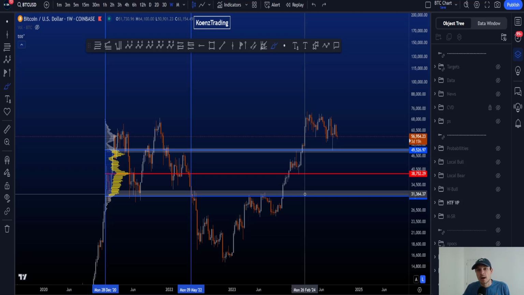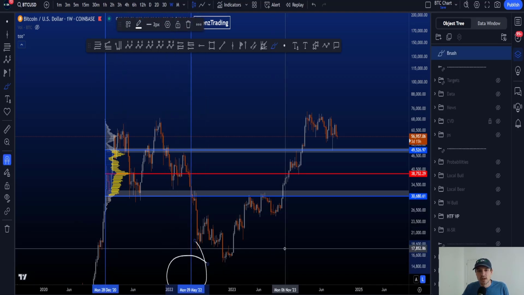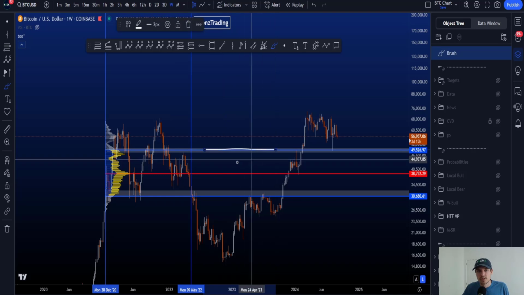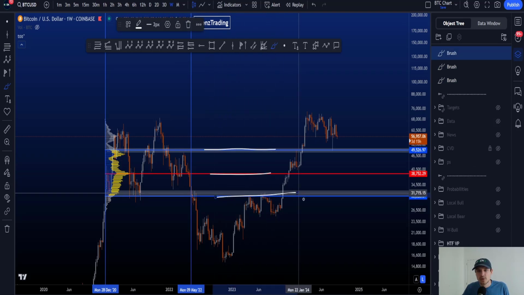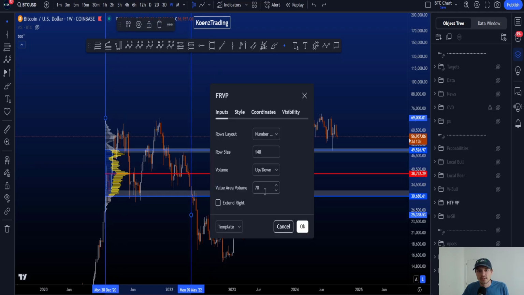Now, first of all, I'm on the Coinbase chart. Every chart will have slightly different levels. And I pulled the volume profile from the 28th of December to the 9th of May, giving you this value area high, point of control, and also the value area low. And make sure that if you go to your settings, value area volume is on 70.